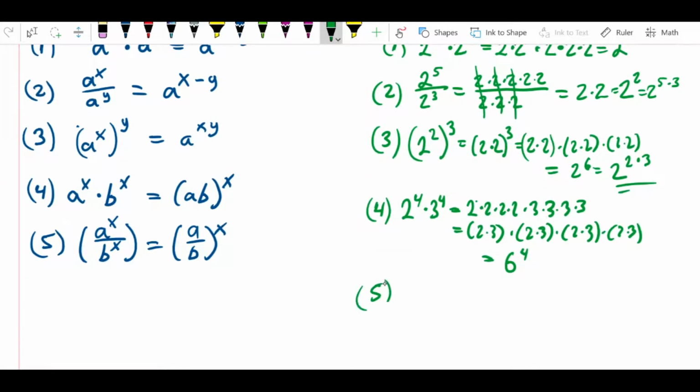And now let's just put up an example of number 5. If we have, let's say, 2 to the 3 over 5 to the 3, that equals 2 times 2 times 2 over 5 times 5 times 5, and that equals clearly 2 over 5, to the 3. So that rule works as well.